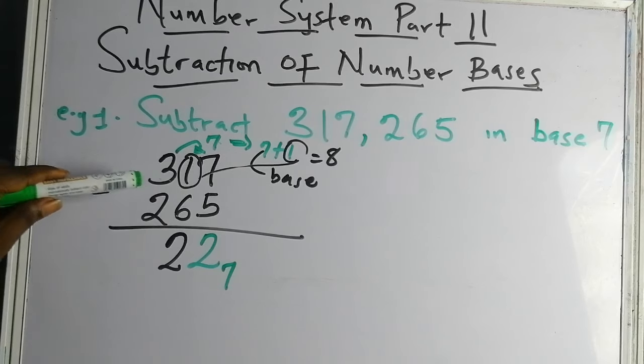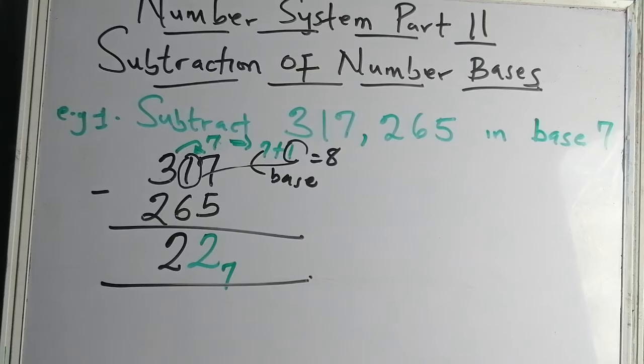So now you have 2 here. 2 minus 2 is 0, which is not written. So the answer is 22 base 7. After you subtract 317 and 265 in base 7, you'll be getting 22 base 7. You see that it's very simple. Just get the logic. Don't forget 7 minus 5 is 2. It's not up to 7, you write it out.